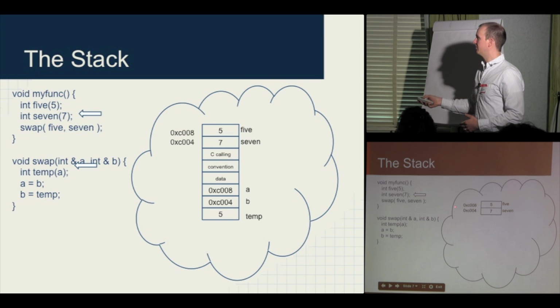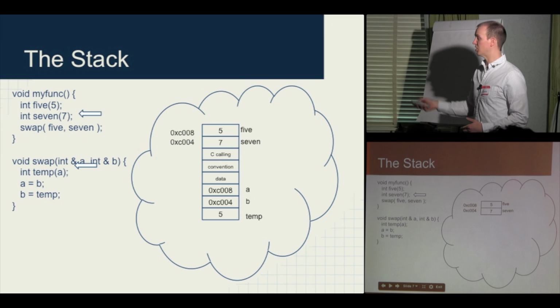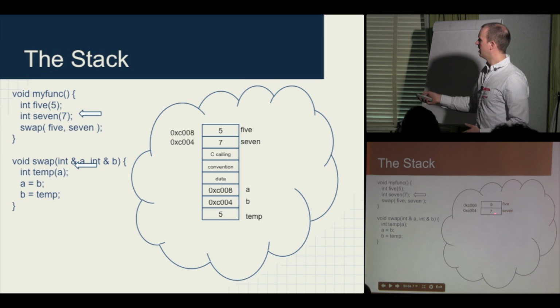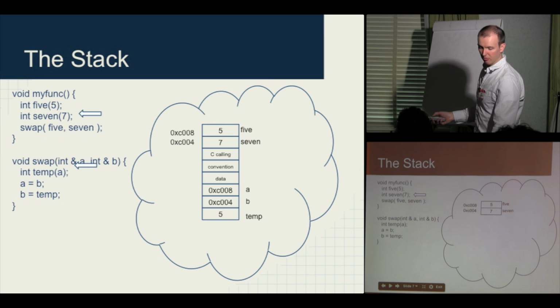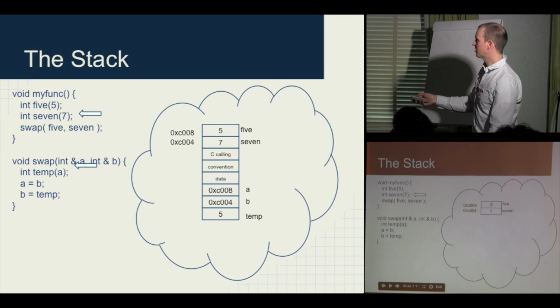So this is the stack. They're going to be allocated right next to each other because I didn't use new in order to allocate them. And the stack is going to grow downwards. All right. So I'm going to call this function swap, and I'm going to enter that function.